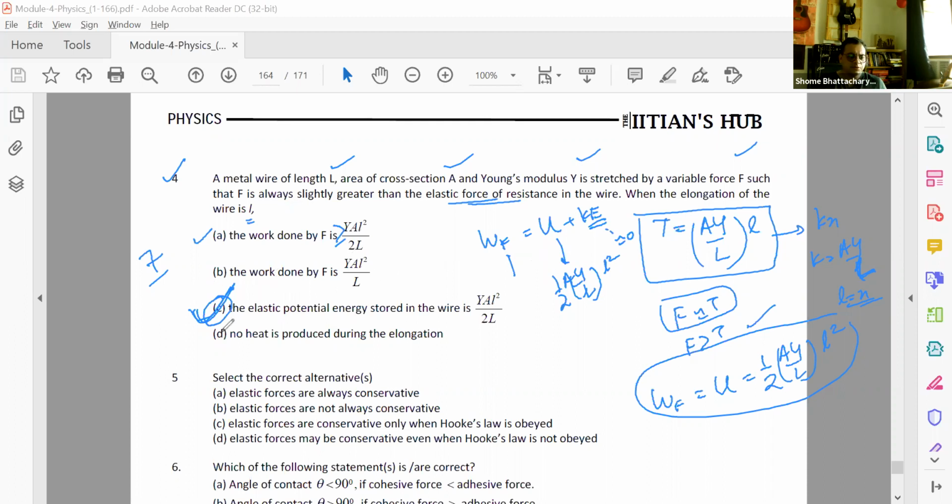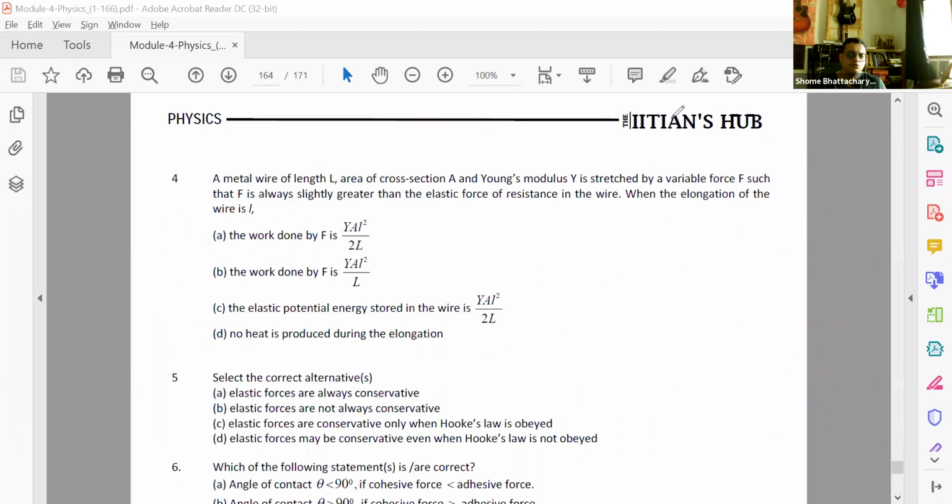So in my opinion here, the C option is 100% correct. No heat is produced, that's also correct, because there's no non-conservative force involved. But the work done by the force should be slightly greater than this. Okay. Because it really depends on how we interpret the question actually. Okay. Let's move on to 7th question.